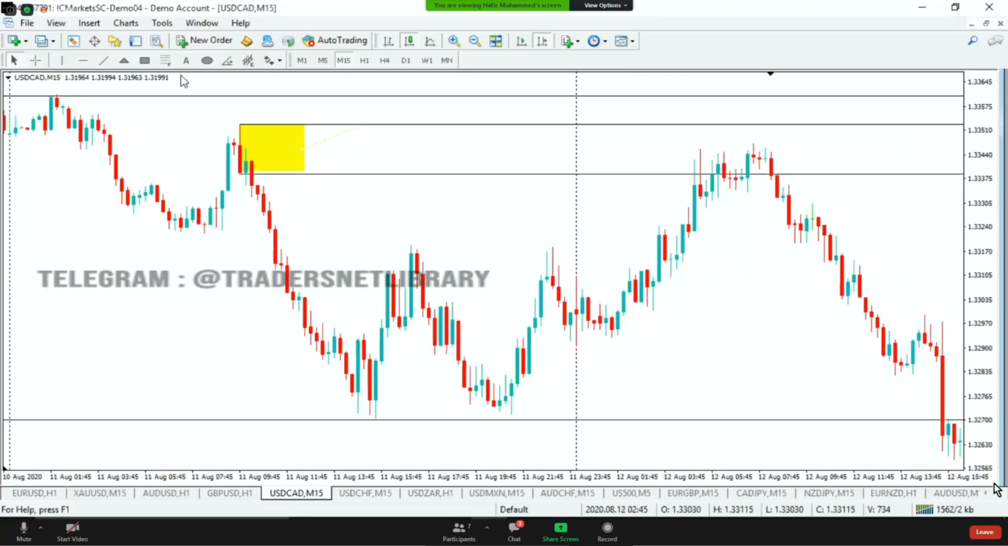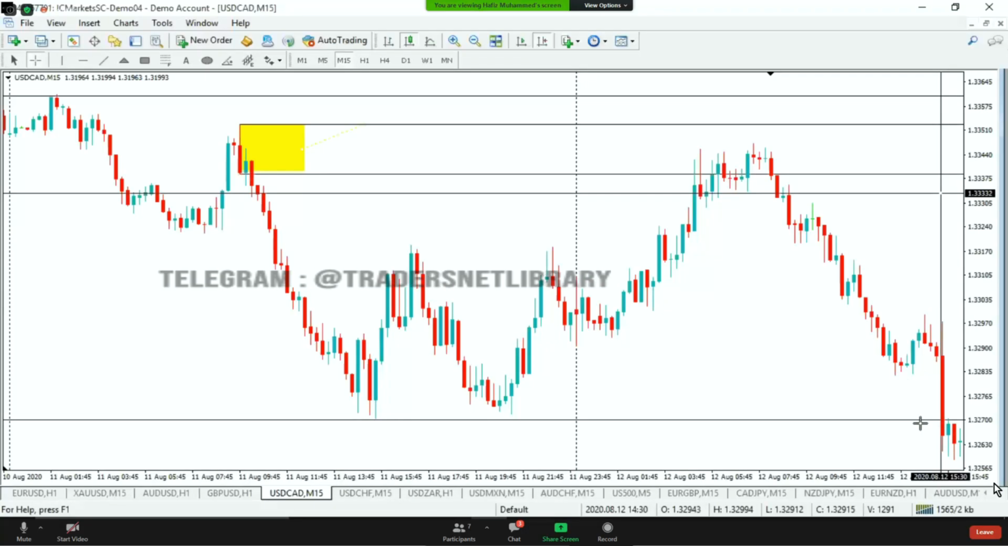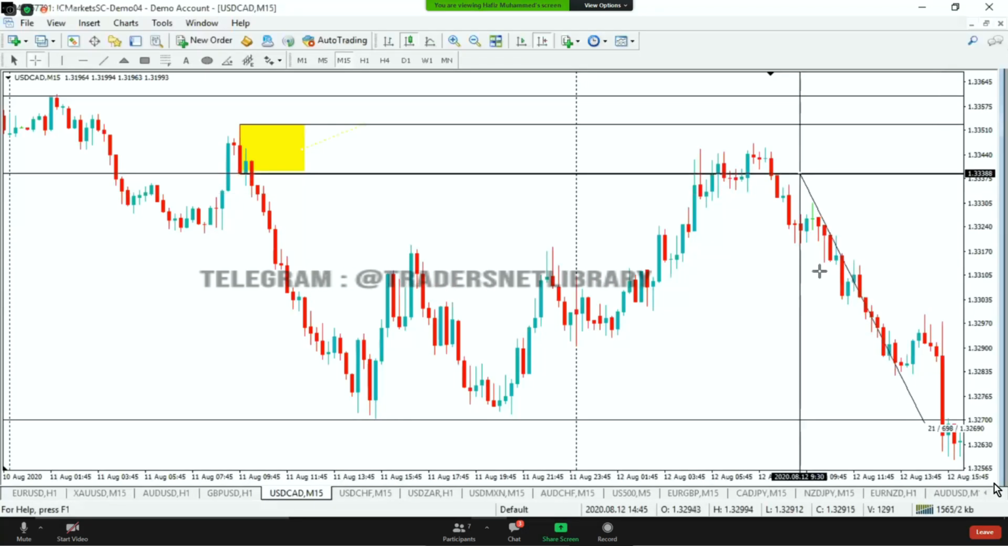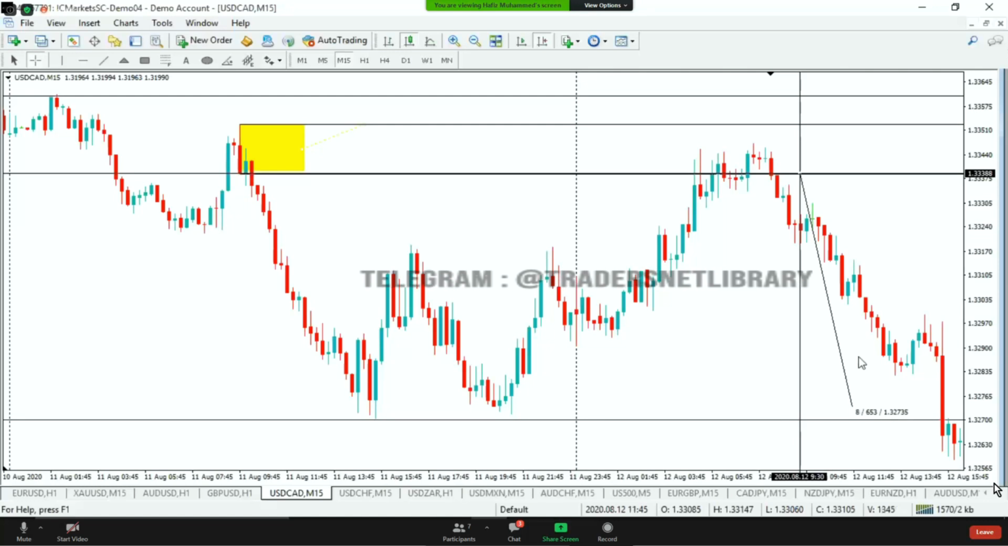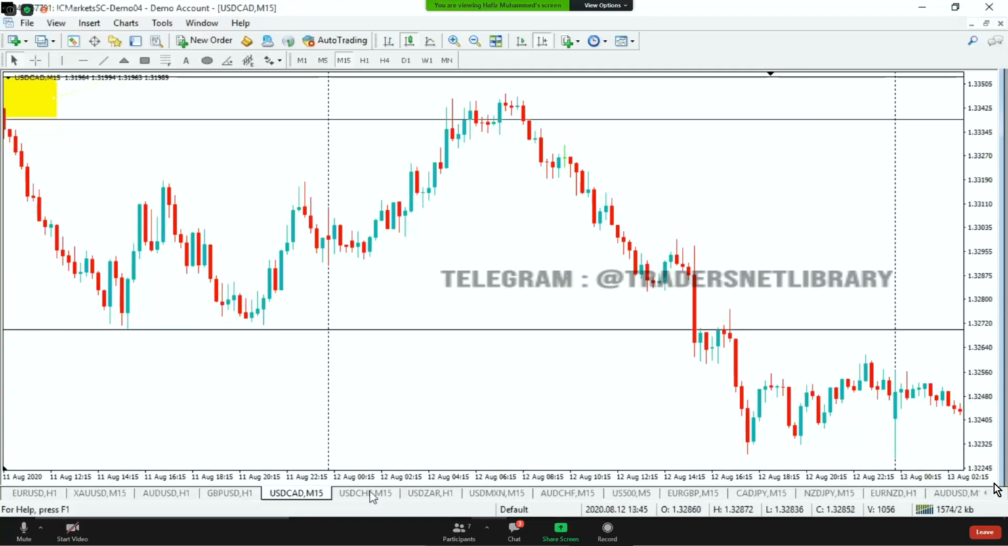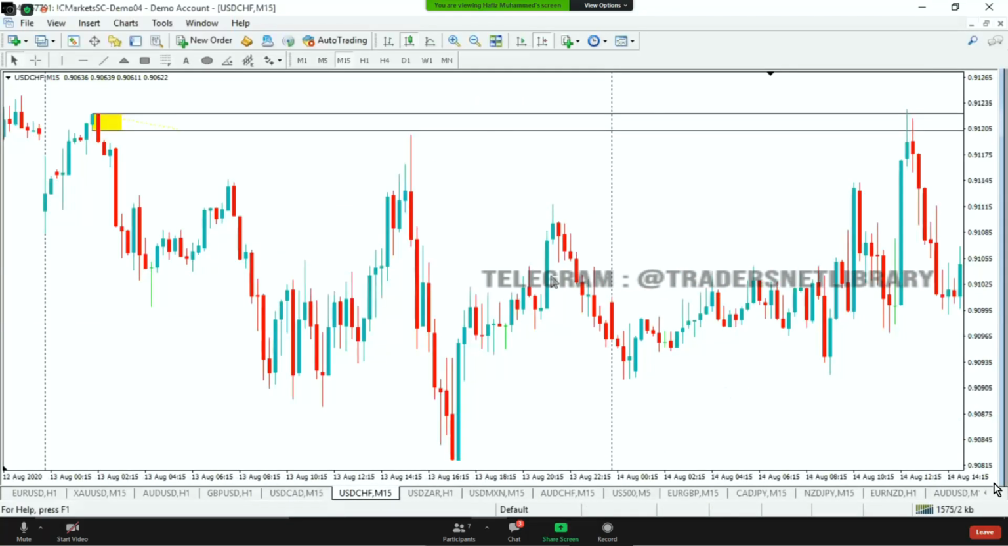You'd be timing these lows, and that would have given you something like 70 pips. You're risking 8 pips, approximately 9 pips to gain 70 pips. Hope that's a good risk to reward. Let's look at USD CHF. You're seeing this?